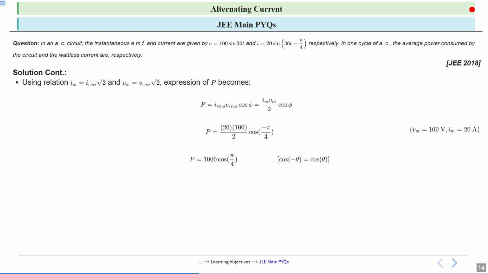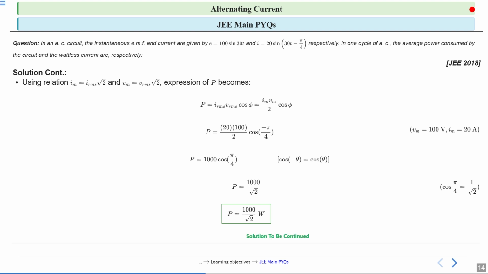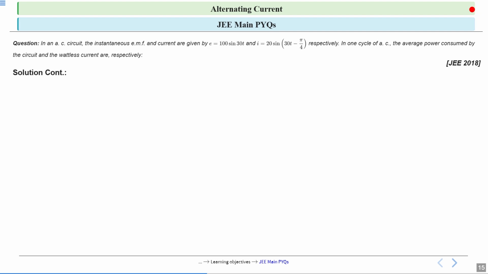So P equal to 1000 cos pi by 4. What is cos pi by 4? Pi by 4 is 45 degrees. So cos pi by 4 is 1 by root 2. Okay, so P equal to 1000 upon root 2 watt. This is the average power. Now we will find the wattless current.